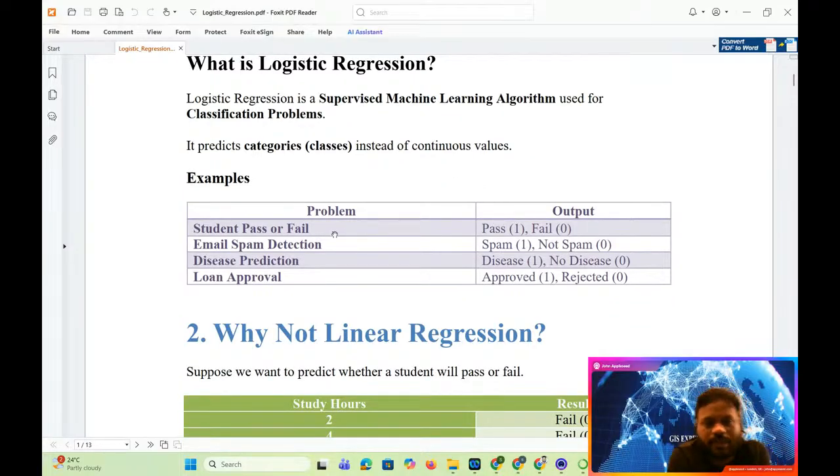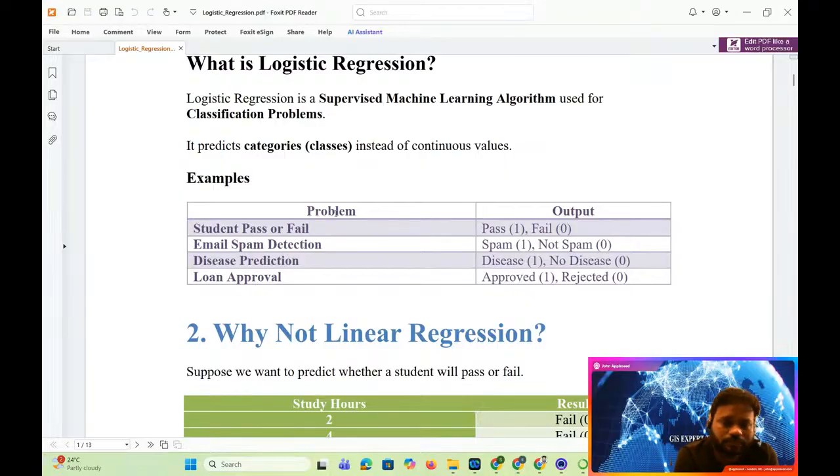Example: student pass or fail. Pass is 1, fail is 0. Email spam detection, spam is 1, not spam is 0. Disease prediction, disease is 1, no disease is 0. Loan approval, approved 1, rejected 0. These are the problems we deal with in logistic regression. This is not continuous, like 1, 2, 3, 4, 5.